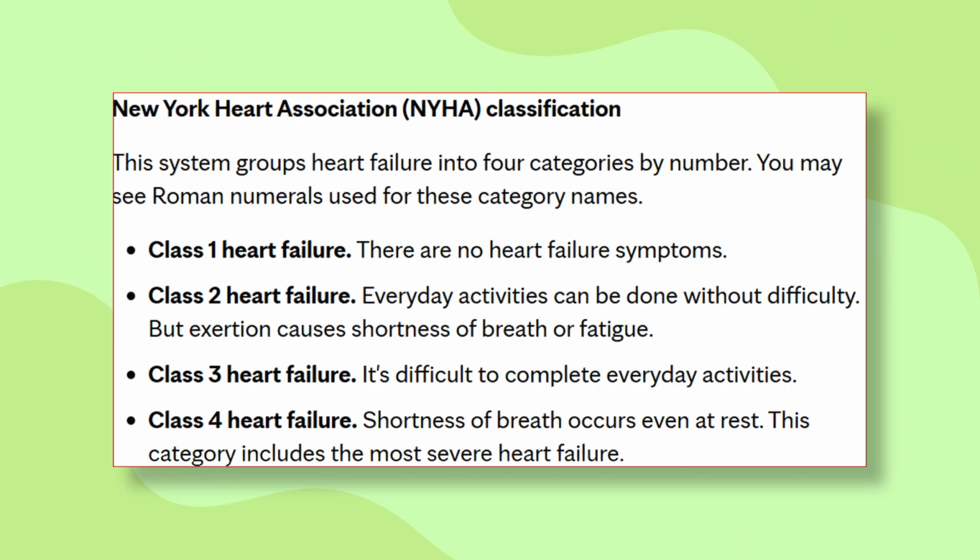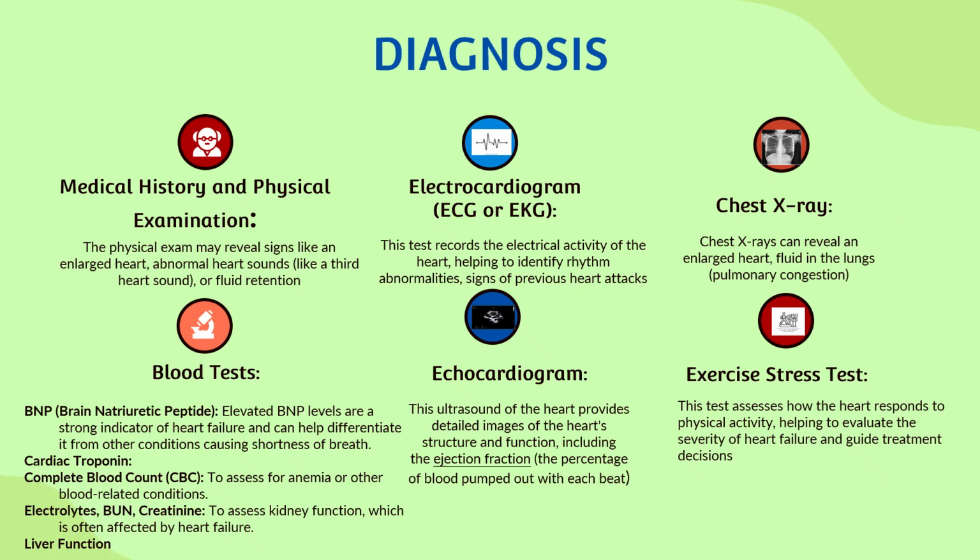Now, this is another classification of the staging of heart failure. If they say a class, what do they call a class 1 heart failure? Which means there are no heart failure symptoms. Class 2 heart failure is where everyday activities can be done without much difficulty, but exertion will cause them shortness of breath. Class 3 heart failure: it is very difficult to complete everyday activities. Class 4 is SOB occurring even at rest. So this category is the most severe or complete heart failure, what we call.